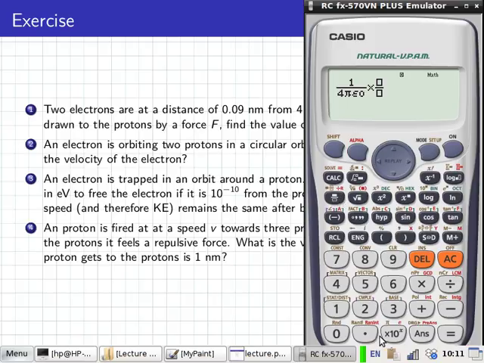Yeah. So it should have been 2e times 4, whoops, flip, 4e, and then 0.09 times 10 to the power of minus 9. Alright, that's what it should be.